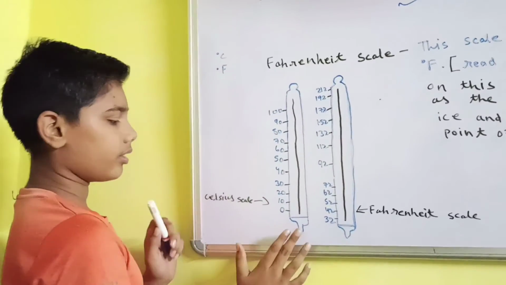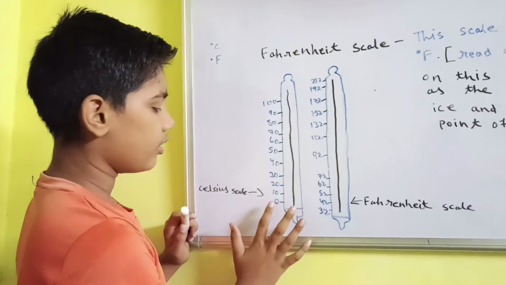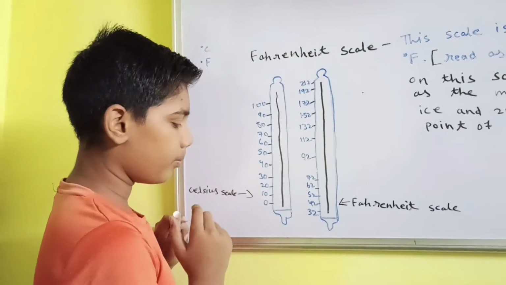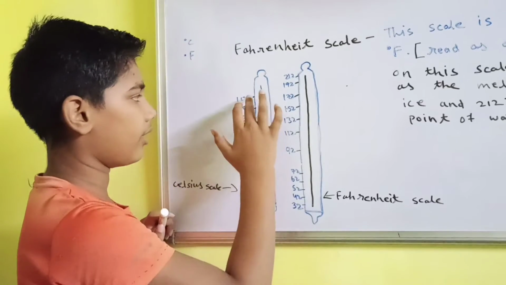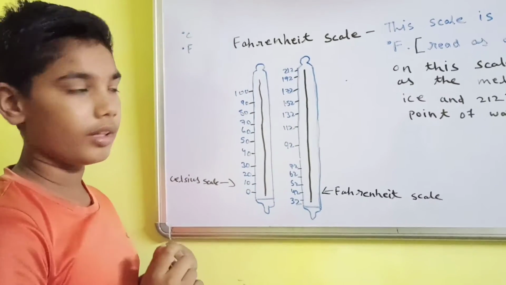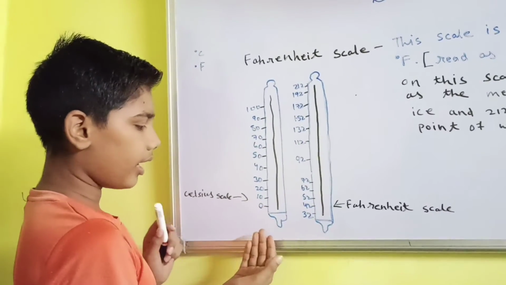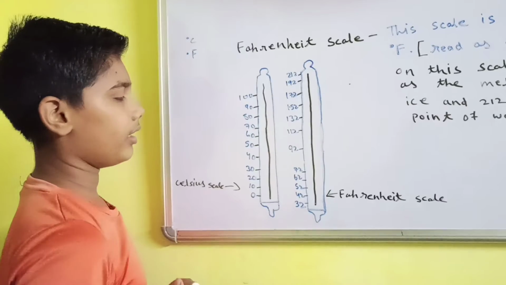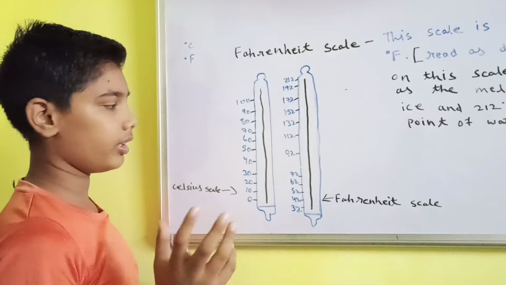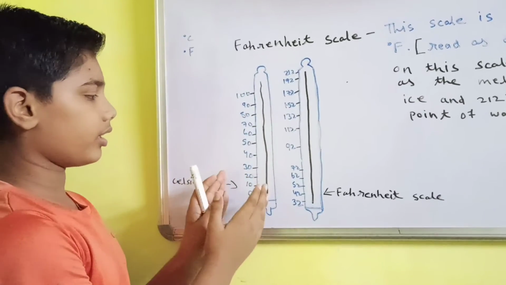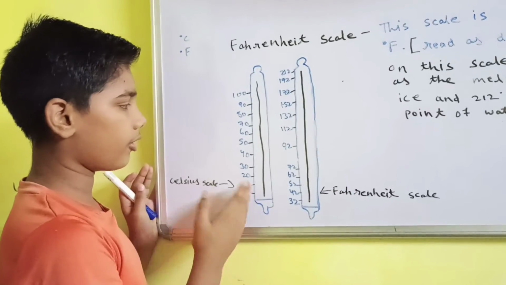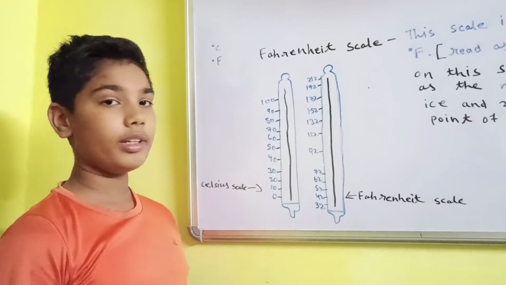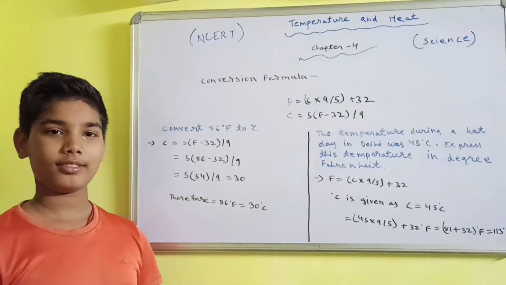As in the Celsius scale there is 0 degrees for the melting of pure ice and 100 degrees for the boiling of water. So these are the two scales, and if a question comes in the exam to draw the Celsius and Fahrenheit scales, you will draw like this.